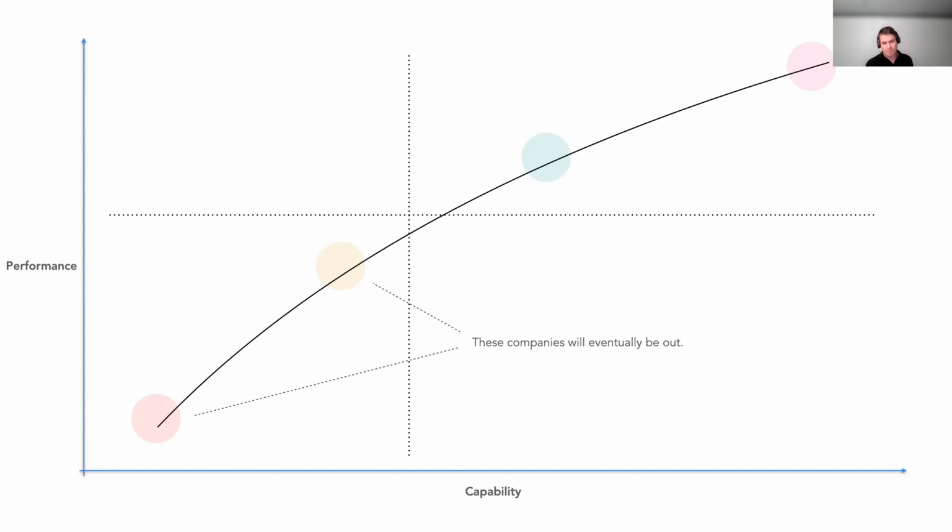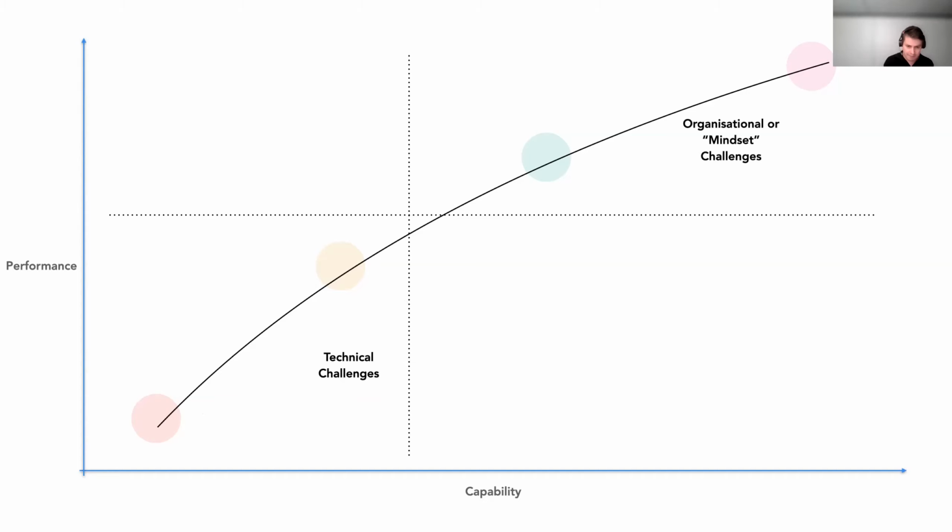Also, I have observed that in the bottom left corner, the main challenges are technical challenges. You have some applications running in some data centers. You have to migrate those applications to the cloud, or you have to modernize your infrastructure. You have to digitalize some process, or whatever. These are very technical challenges. In the top right corner, it is more of a mindset challenge.